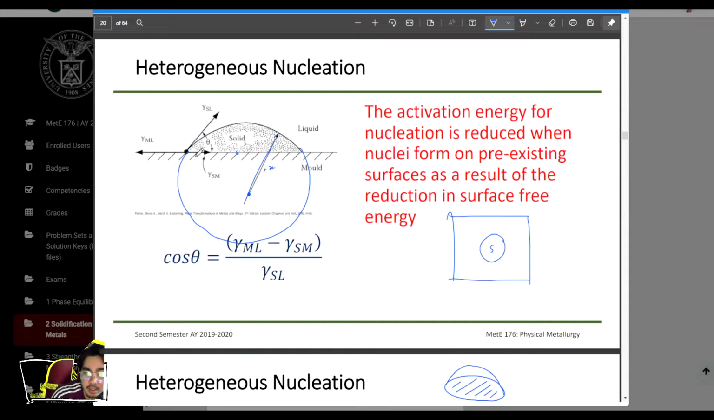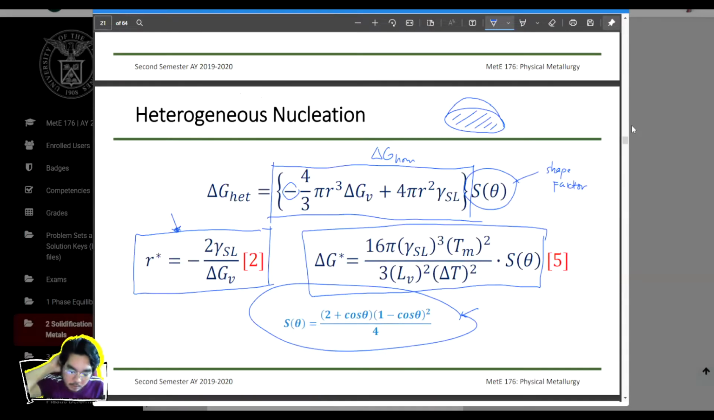It's just that a large portion is already filled out by the mold or the external surface. So konti na lang yung atoms na kailangan pumunta dito. Kumbaga inassume na ang a portion of that critical mass is already assumed by the mold. Therefore, konti na lang yung kailangan para maging stable nuclei. So, yun lang muna.